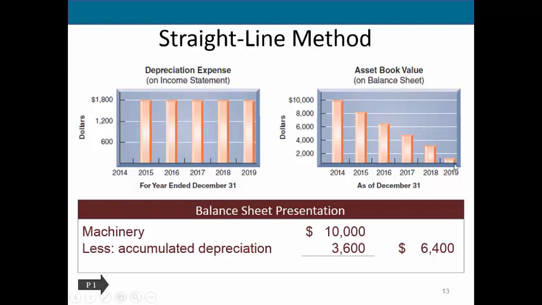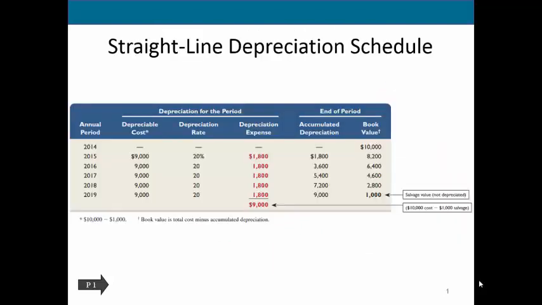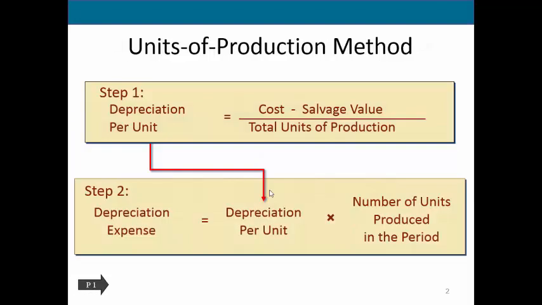That book value will continue to decline until the end of its life, when you can see here the book value is $10,000 minus $9,000 of accumulated depreciation for a book value of $1,000 at the end of its useful life. So here we just have a basic schedule showing our straight line depreciation. The most important thing here is to note that with straight line depreciation, we're going to have the same amount of depreciation every year for each year of this asset's life.